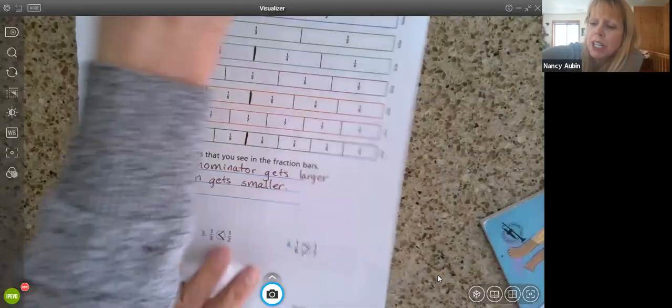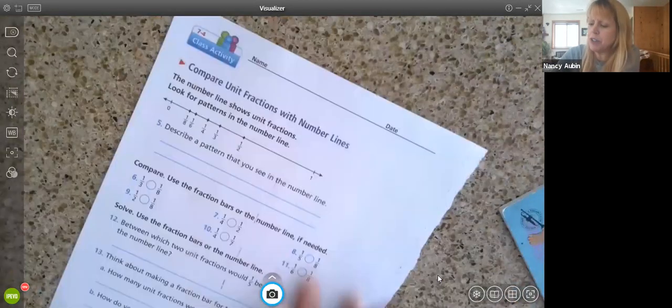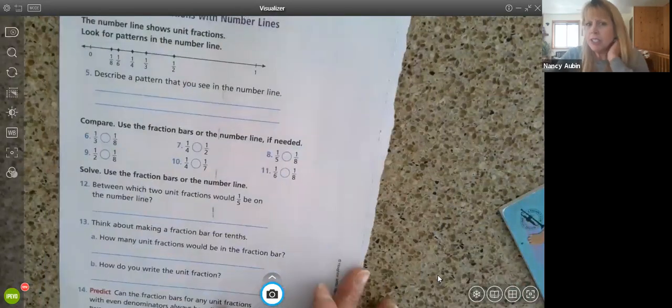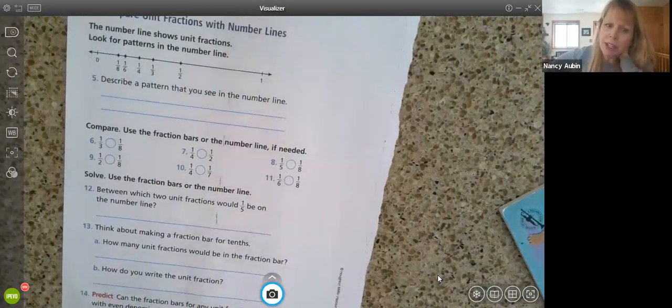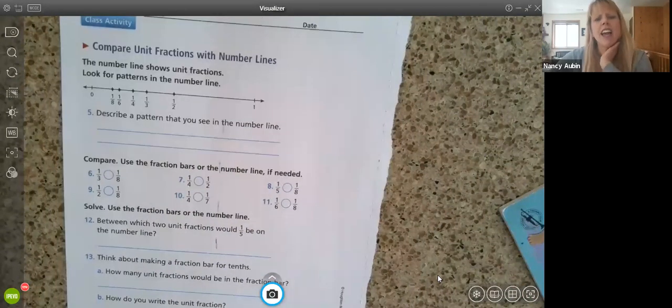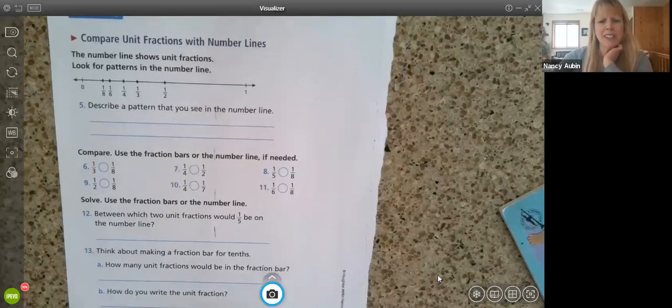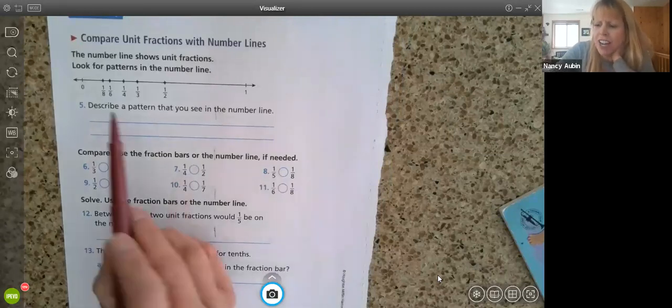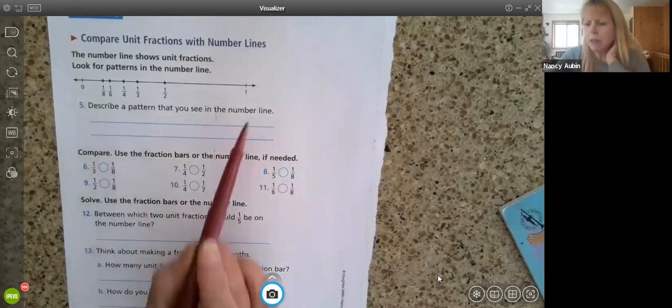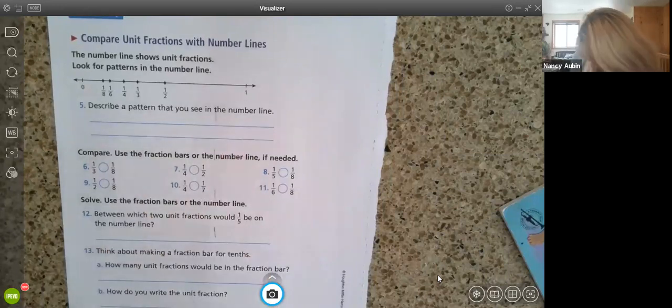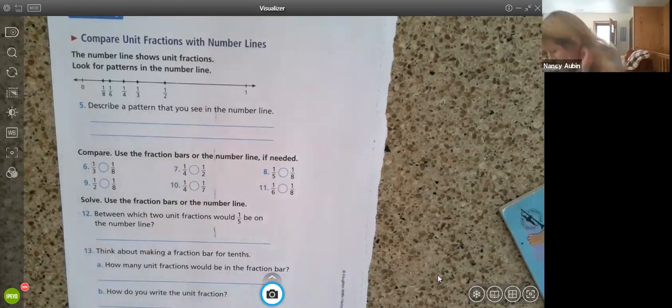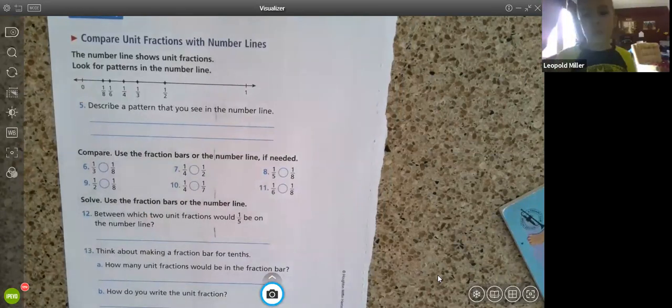All right, we're going to turn on over to this page. If you're in your workbook, it's page 360. Otherwise, get your paper ready. I want you to look at this number line. And again, let's just talk about, what do you notice? Do you see any patterns? What do you notice about the fractions on this number line? Leo, what do you see? I see that the number line is one whole.